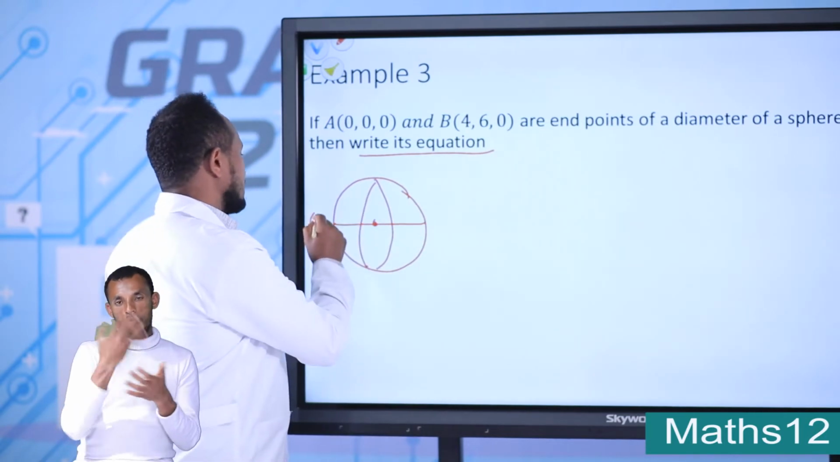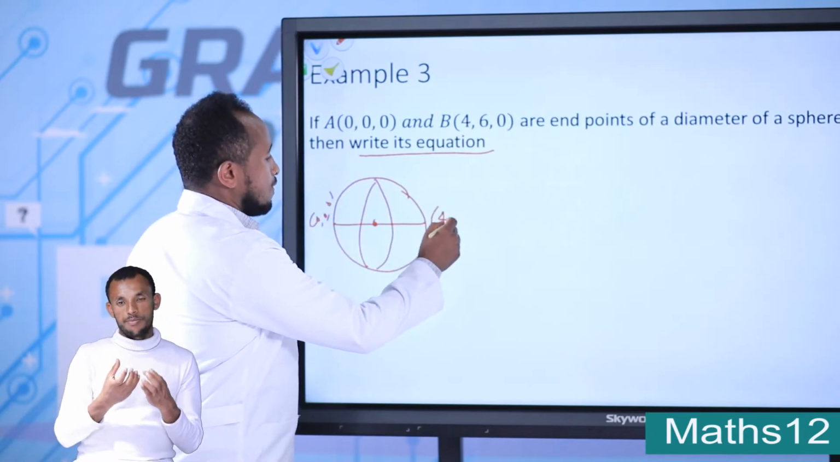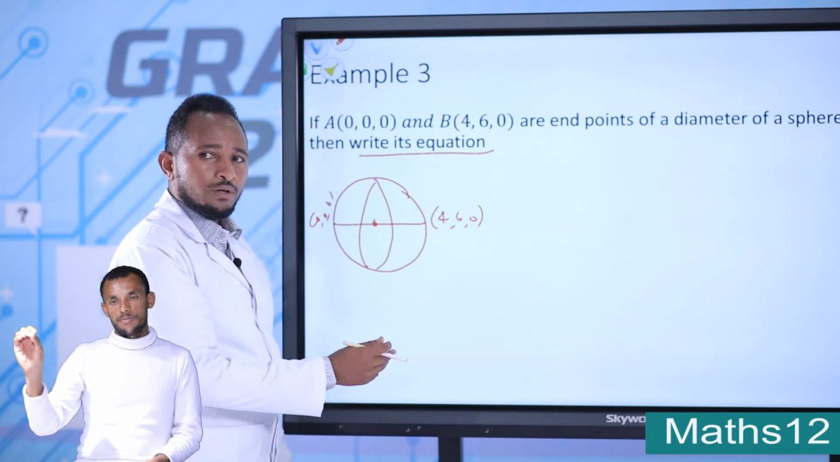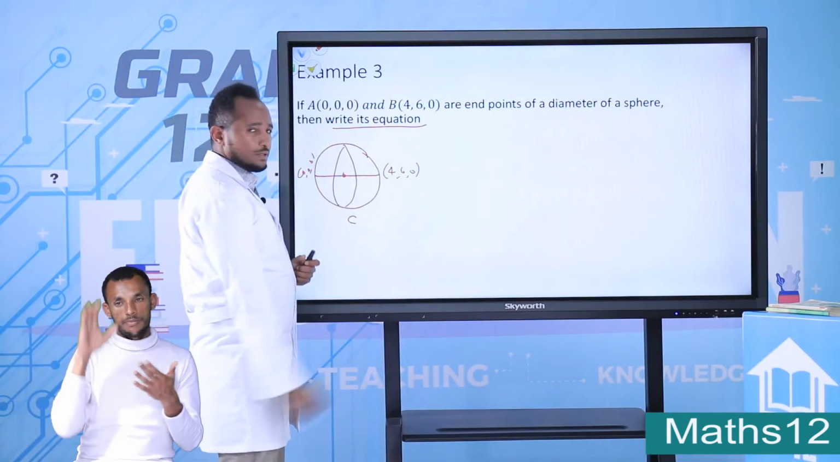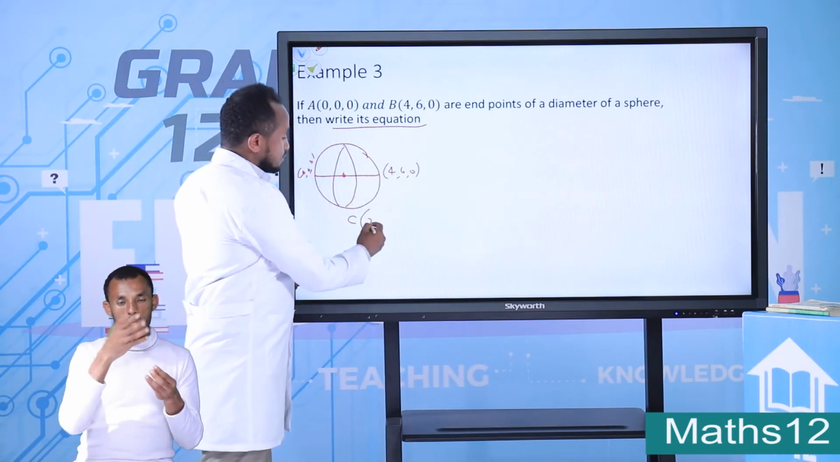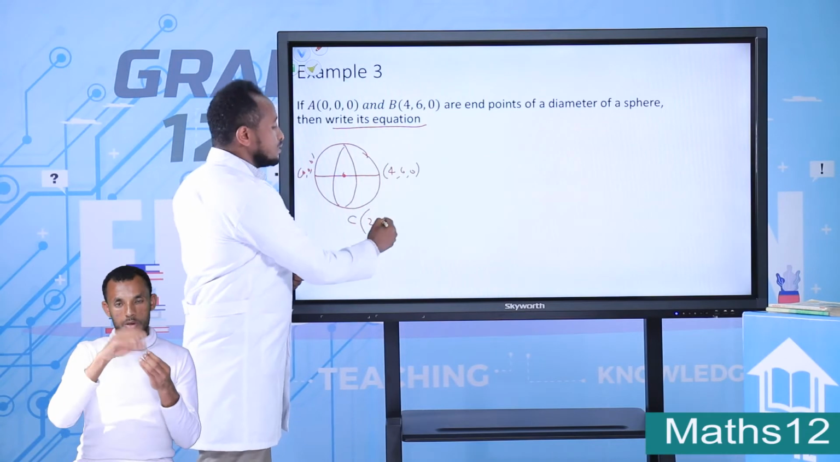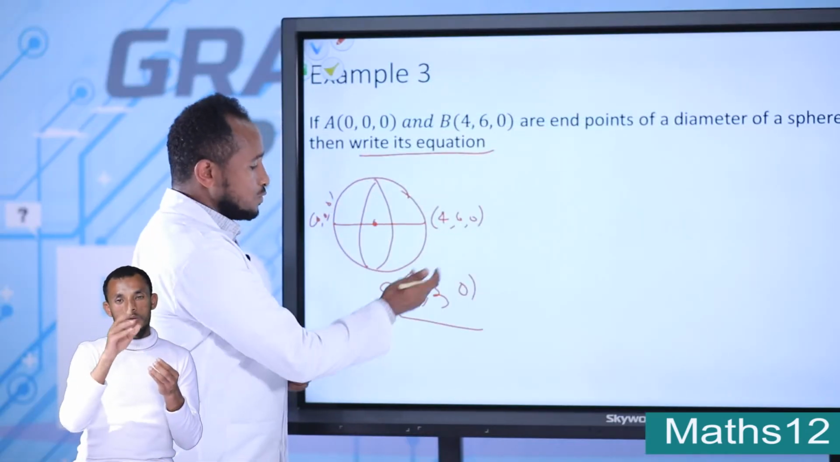Therefore, this one is 0, 0, 0, and the other point is 4, 6, 0. Applying the midpoint formula, you can find the center. The coordinates of the center: 4 plus 0 over 2 is 2, 6 plus 0 over 2 is 3, 0 plus 0 over 2 is 0. The center is 2, 3, 0.